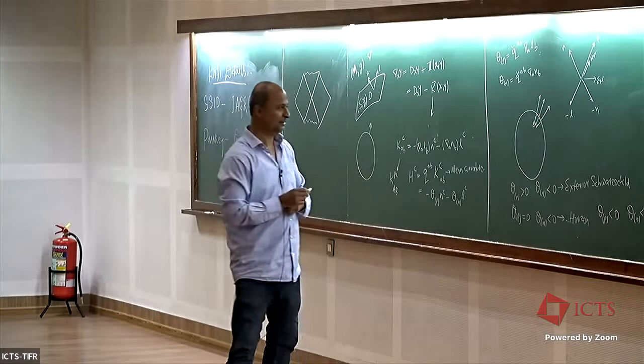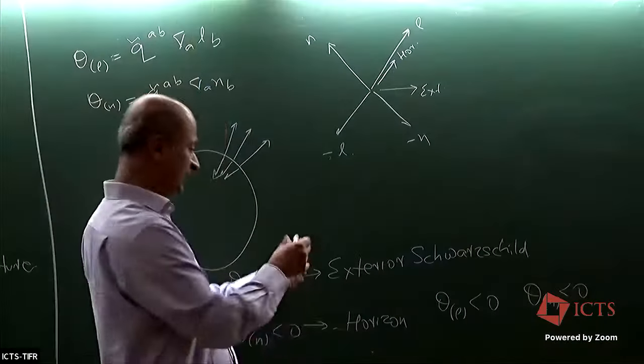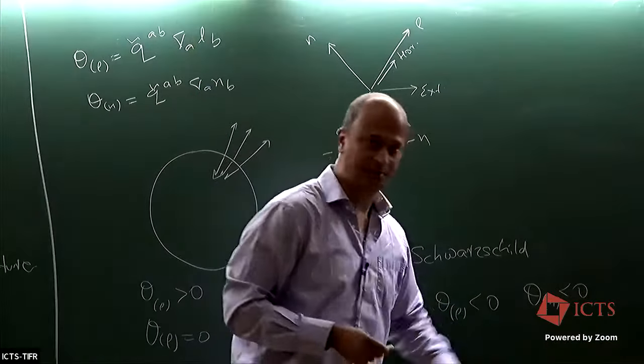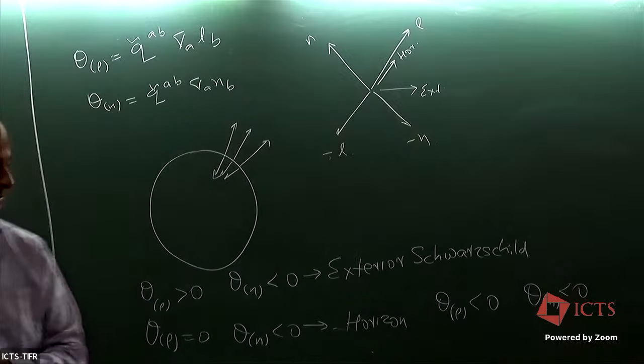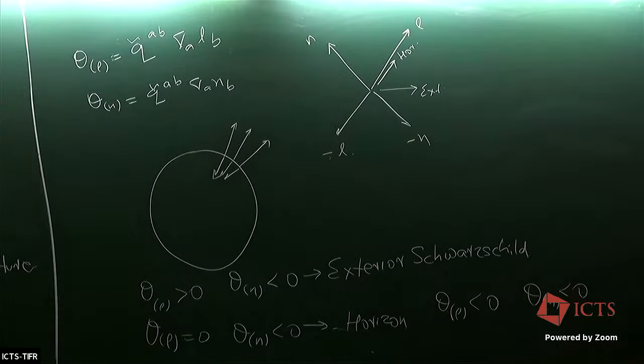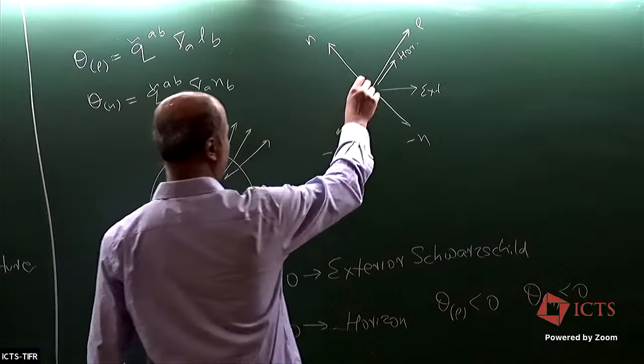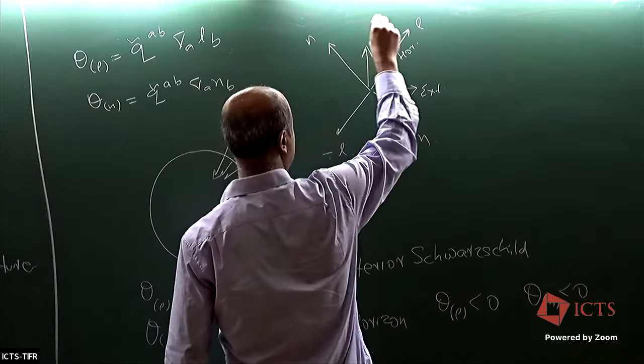Okay. So once I go to the interior, both of the expansions are negative. So in that case, you see that both of these terms are positive. So then I get a vector here, right? So this is then in the interior.